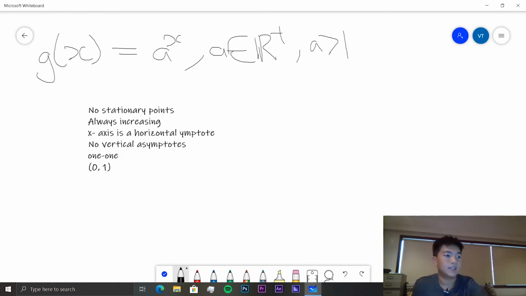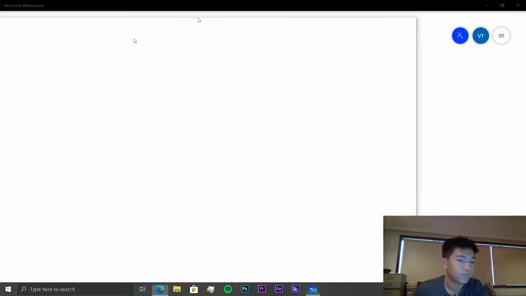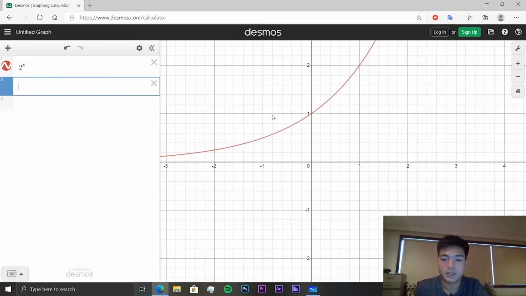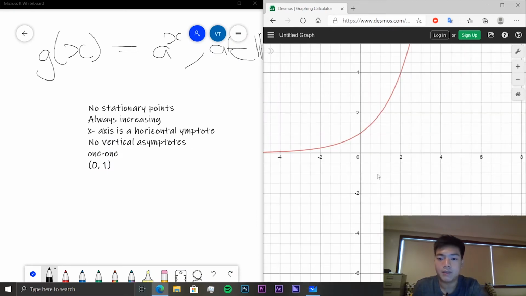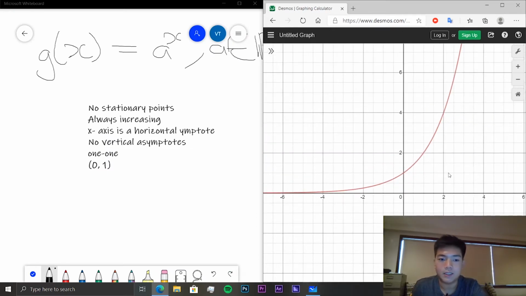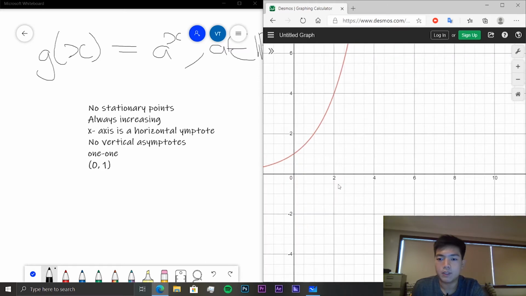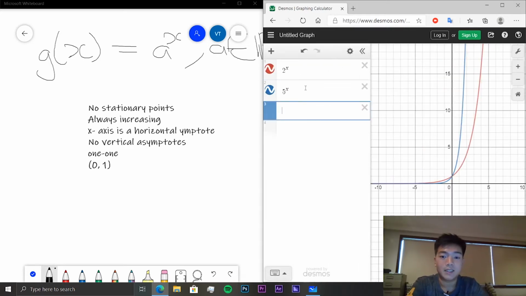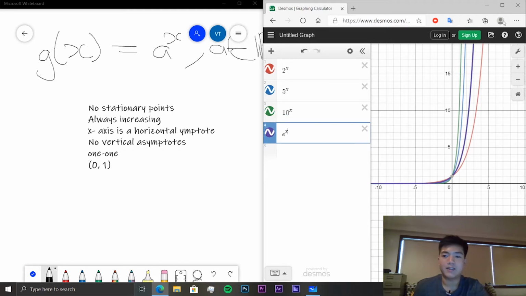Let's look at an example function, which is 2 to the x. If we have 2 to the power of x, it looks like this. As you can see, it passes through the point (0, 1). It has no stationary points, it's always an increasing function, and the x-axis is a horizontal asymptote. As you can see, it never touches it. It's a one-to-one function, since we can never draw a horizontal line and intersect the curve more than once. A similar function is 5 to the x, 10 to the x, and of course e to the x, but we'll get to e to the x a bit later.